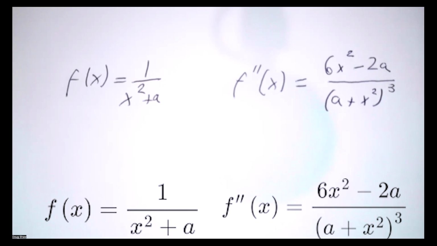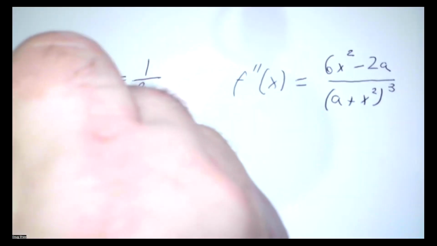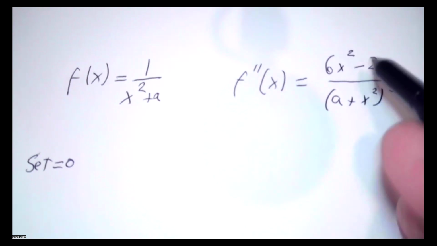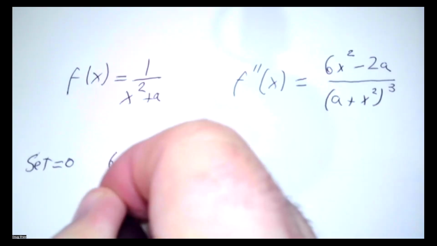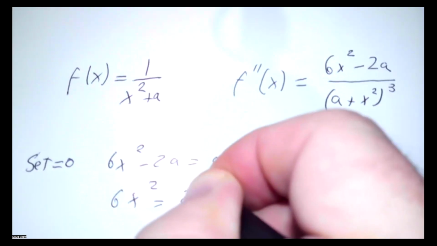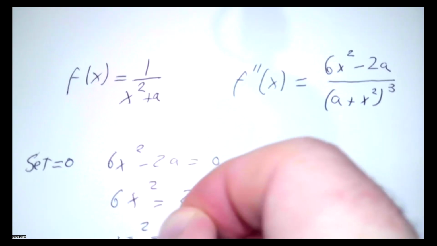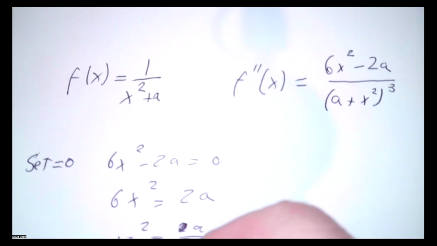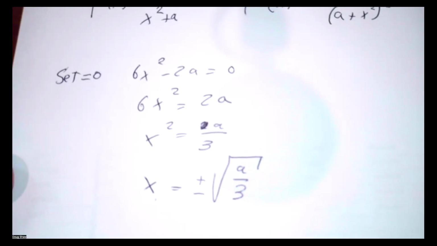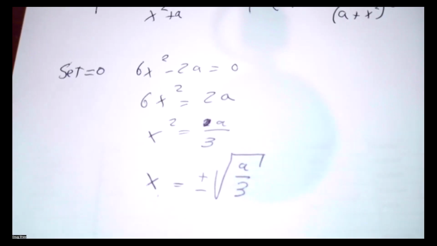All right, so how do we find the inflection points? Well, set equal to 0, because the bottom has to be positive, right? And so I get 6x squared minus 2a equals 0. 6x squared equals 2a. X squared equals 2a over 3. I'm sorry, a over 3. X equals plus or minus the square root of a over 3. Okay. There is a problem with what I did, though. This is assuming a is positive.